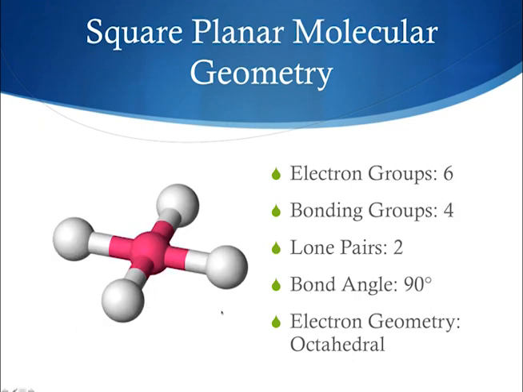Square planar, this is when we have 2 lone pairs missing from our octahedral. So they would be here and they would be here. And they also cancel each other out, so that's kind of nice because we know this is for sure a 90-degree angle right there.